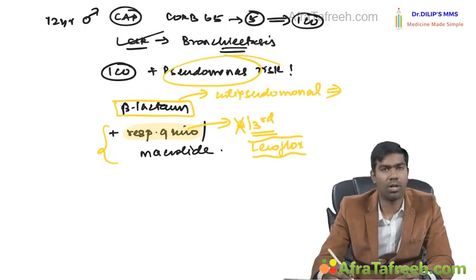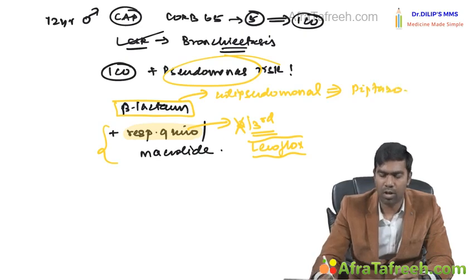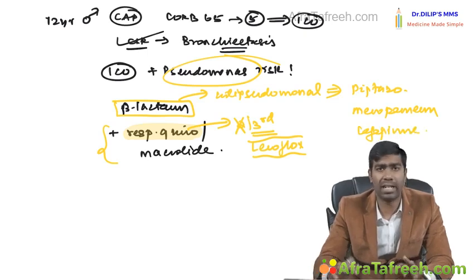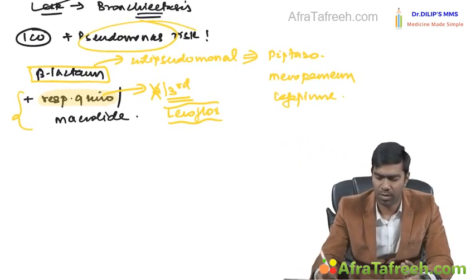And the anti-pseudomonal drug I'm going to cover is either piperacillin-tazobactam, or I'll be using meropenem. For example, you can use imipenem or doripenem also, or I can use cefepime. I mean, theoretically ceftazidime, but cefepime is what I'm going to prefer.